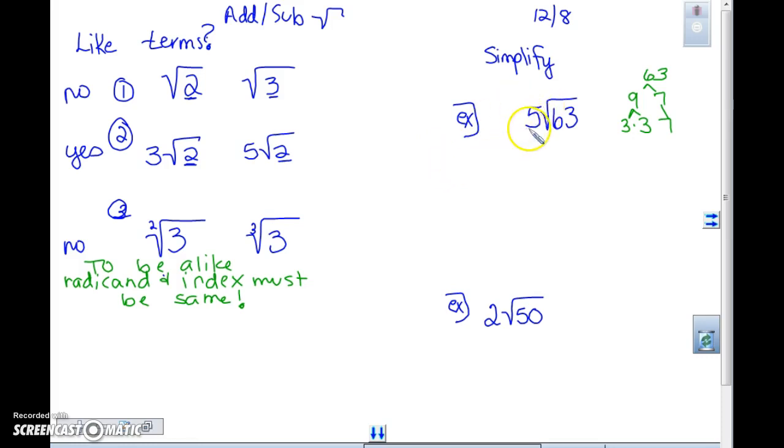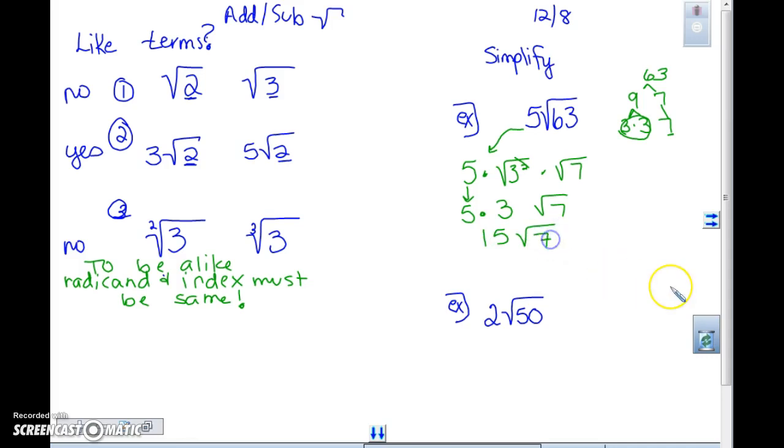And now when I go to rewrite it, I cannot just throw this 5 away. I have to bring it down. So I'm just going to bring down this 5. And now I'm just going to rewrite like we did yesterday. 3 squared, there's a pair of them. Square root of 7. Keep bringing this 5 down. The little square and the root cancel. They undo each other. So this would be 15 square root 7. That would be its most simplified form.